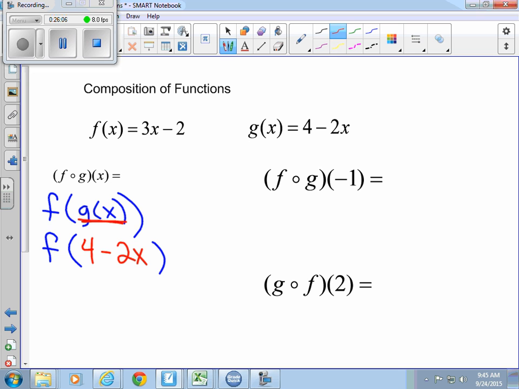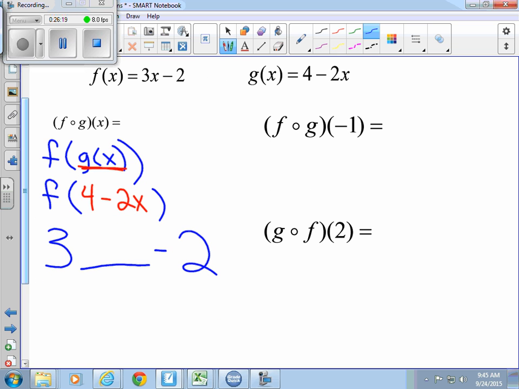So I'm going to write f. I'm going to color code it for right now. Okay, I wrote f, but what did I not write down? I didn't write the x because I'm not going to put x there. What am I going to put there instead of x?